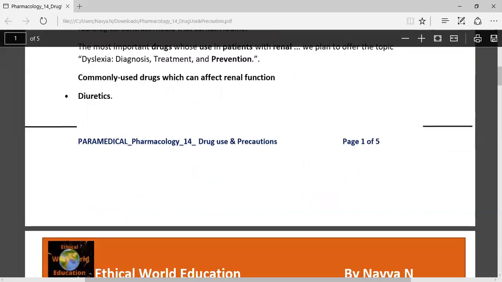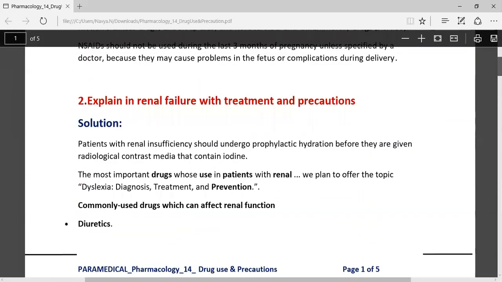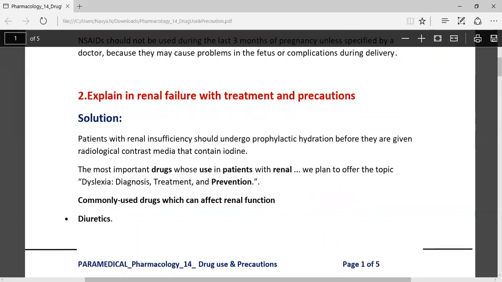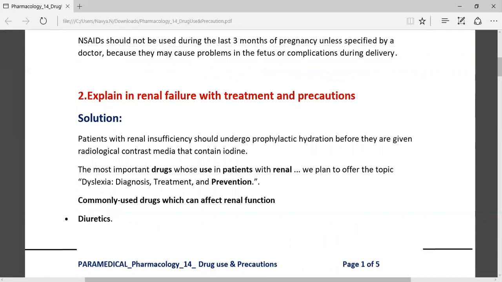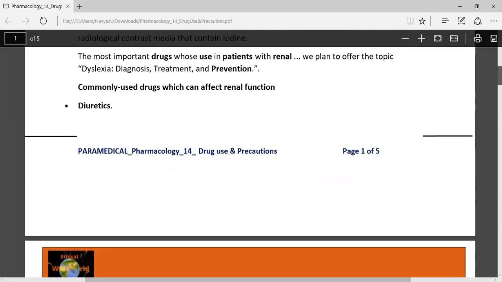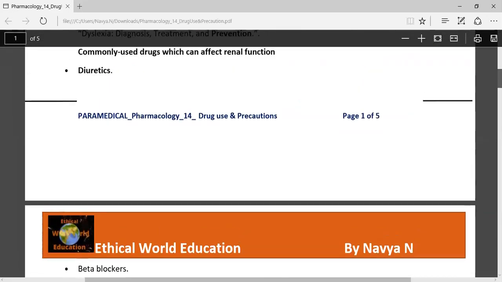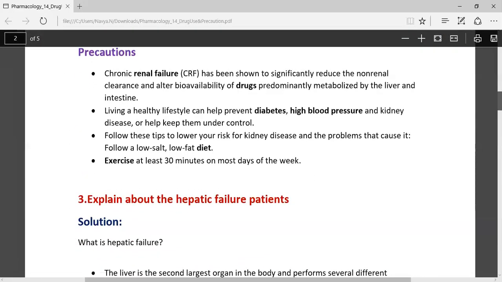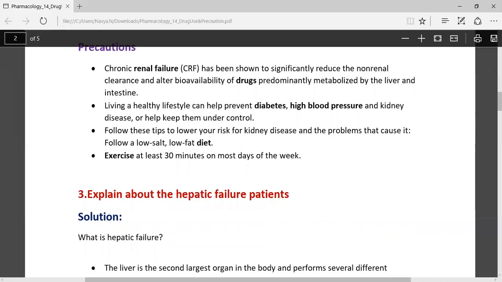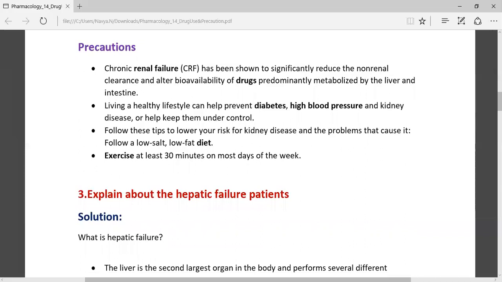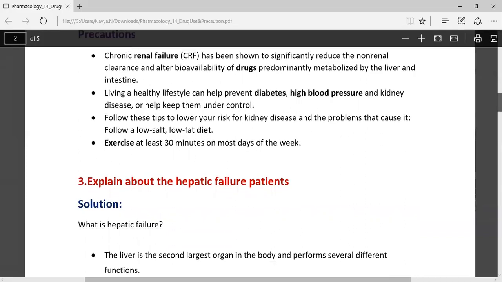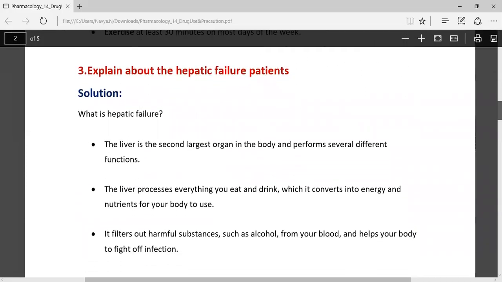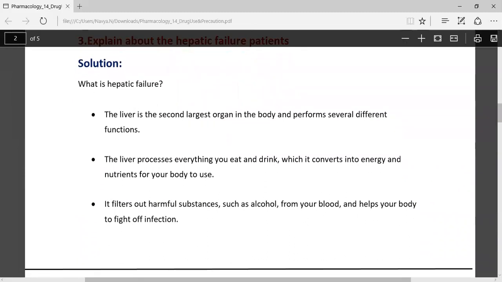We discussed renal failure, its treatment and precaution. The treatment is dialysis, and some drugs we also discussed. Precautions means being healthy, exercising, and these kinds of things we noted, such as decreasing high blood pressure. And we covered what hepatic failure patients have to do.